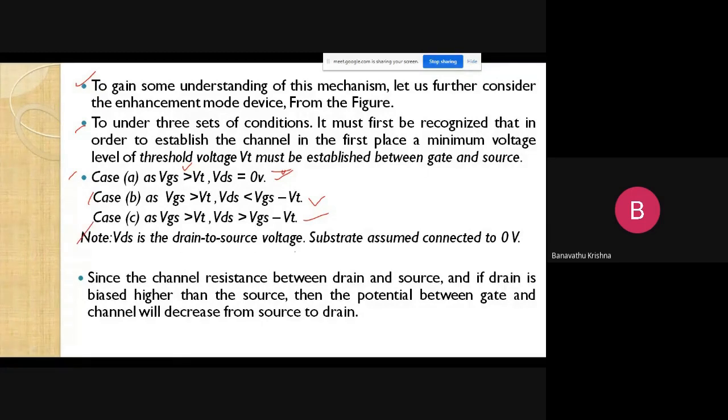Note here: VDS is the drain to source voltage, and the substrate is assumed to be connected to 0 volts.